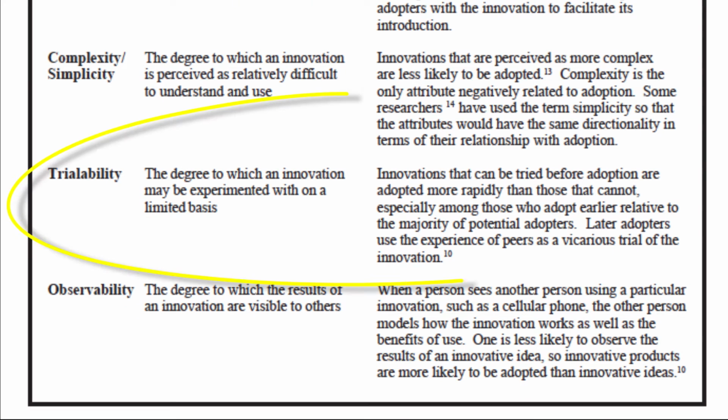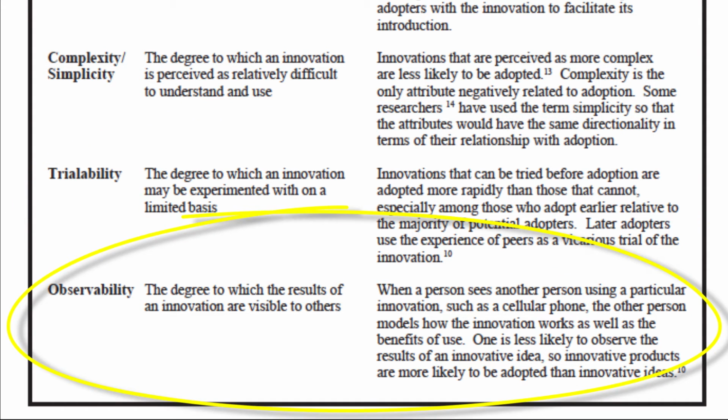Then it's trialability. Can they try it out? Do they have opportunities to try it out? Is it something that they can see in action, or can they test it out? Is it something they can just go online and play with for a little bit and see how it works? Or is it something that you've got to adopt it or you don't adopt it, and they can't really try it out? Then if they can't try it out, they're less likely to want to adopt it.